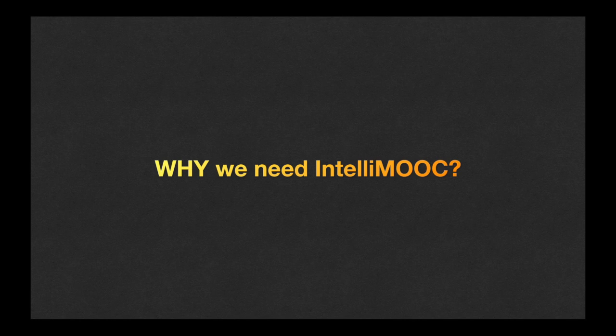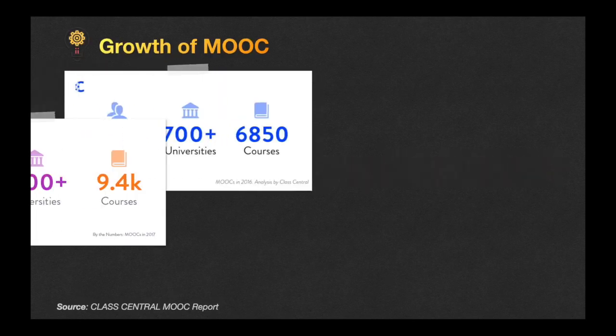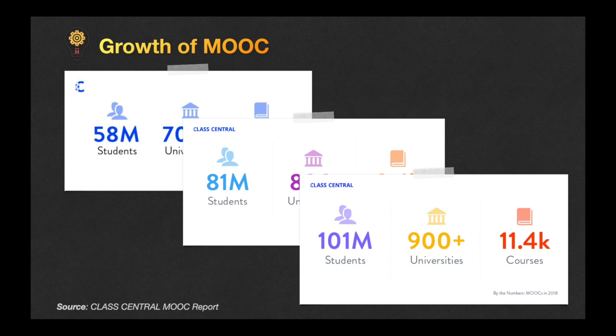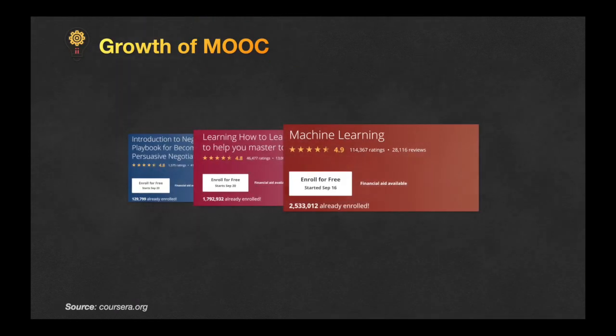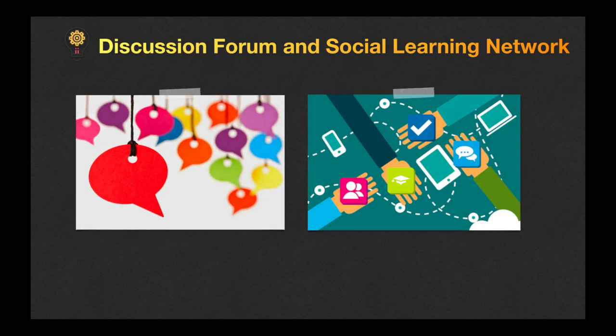But why do we need it? Due to the growth of massive open online courses, or MOOCs, the number of enrolled students is now in the millions, even in a single course. Accordingly, the instructors, even with teaching assistants, cannot interact with all enrolled students. Consequently, the discussion forum and social learning network are leveraged to facilitate student-to-student learning.